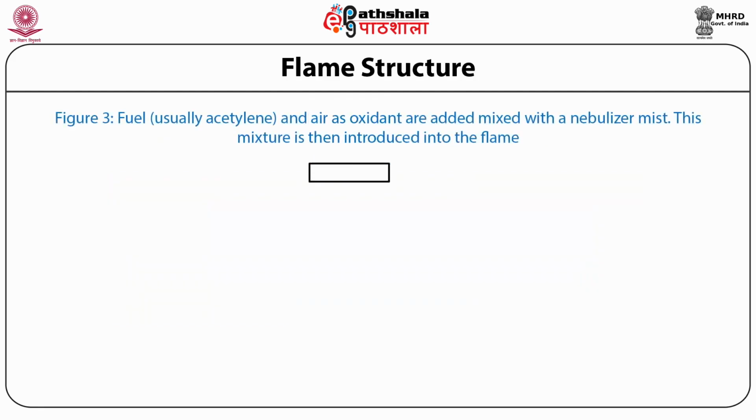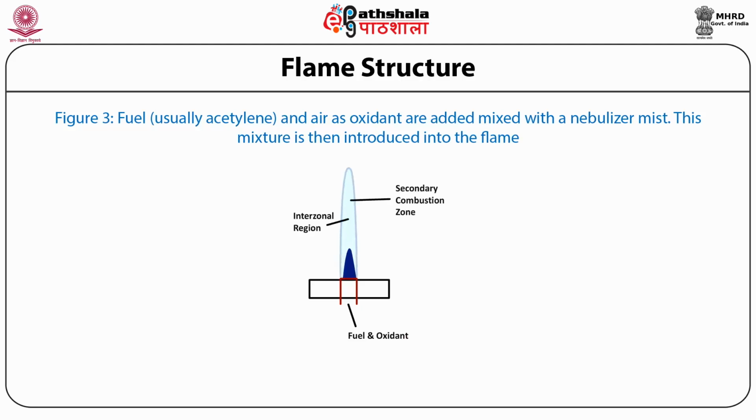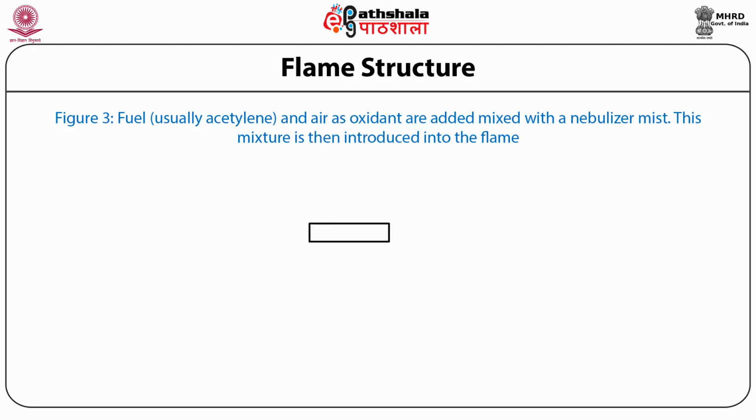So here we can see the flame structure. In order to have effective atomization, understanding the flame structure is important. The fuel usually is acetylene and air is the oxidant, which are mixed with a nebulizer mist. The mist is then introduced into the flame. The fuel and oxidant mixture produces a flame with the primary combustion zone, the interzonal region, and the secondary combustion zone.